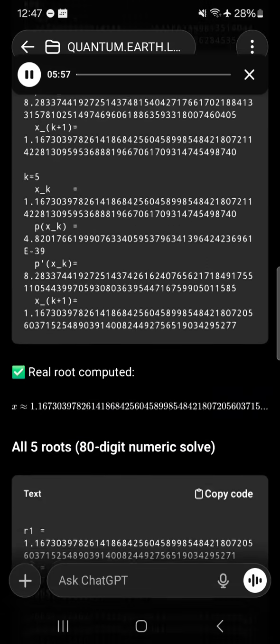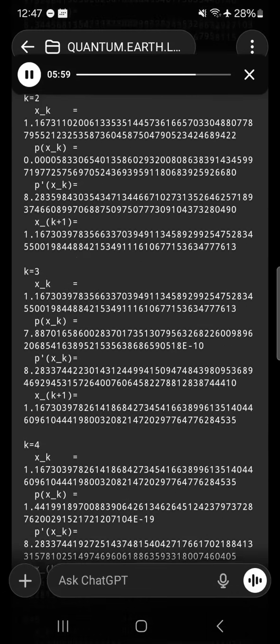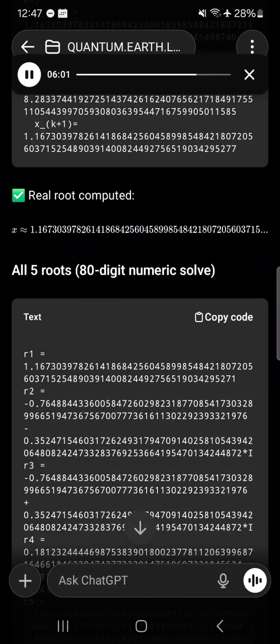All 5 roots, 80-digit numeric solve. You can see the code in our conversation history. Residual verification: how close each root is to an actual root. You can see the code in our conversation history.